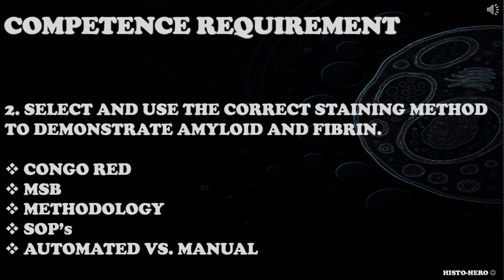The second competence requirement is select and use the correct staining method to demonstrate amyloid and fibrin. Candidates should be able to correctly select and perform staining for amyloid and fibrin. Does the candidate select and use correct staining methods to demonstrate fibrin and amyloid in your lab? Do they follow local protocols and SOPs? If not performed in-house, are they aware of stains used to demonstrate amyloid and fibrin?